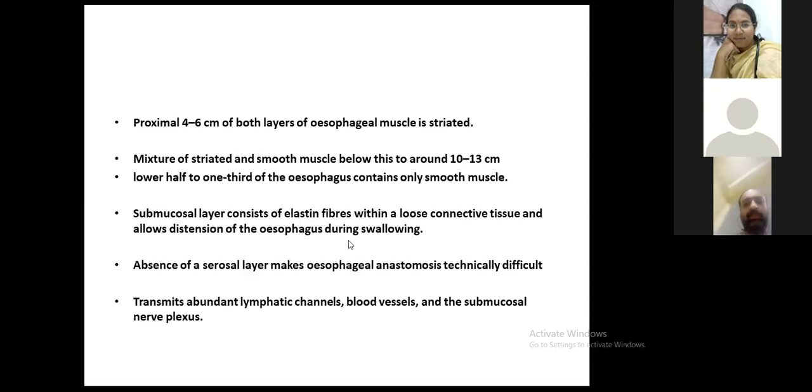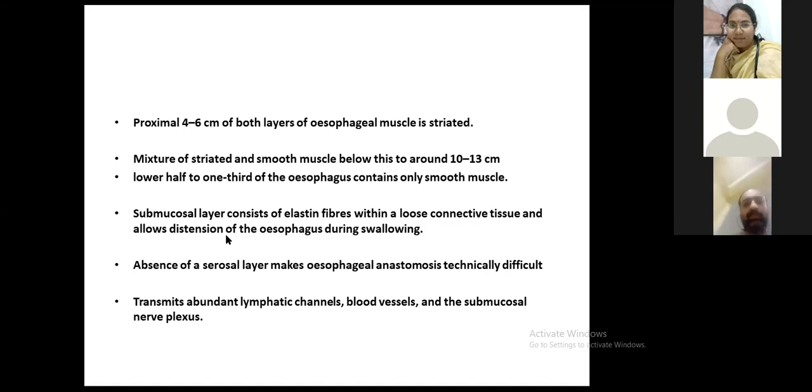The proximal 4 to 6 centimeters of the esophageal musculature, both the longitudinal and the circular muscle, is striated. There is a mixture of striated and smooth muscle a little distally, for around 10 to 13 centimeters in length. The lower half of the esophagus is purely smooth muscle.